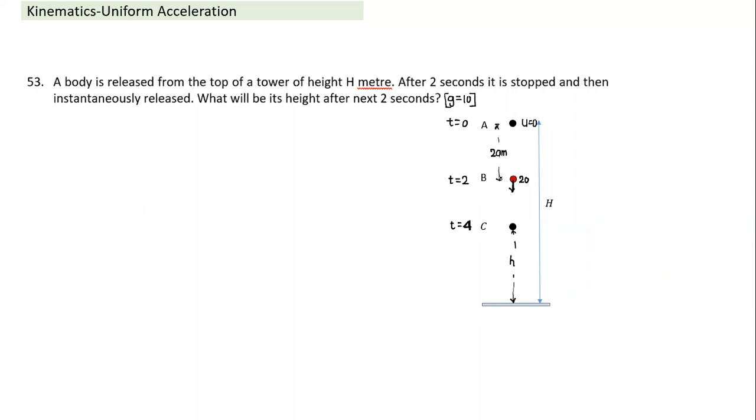So the second part: as it moves from B to C, soon after it's released, what is the initial velocity at B when it starts falling again? Is it 20 or is it 0? It's 0, right, sir? Yes. So when it is stopped and released, at this point again the velocity becomes 0.